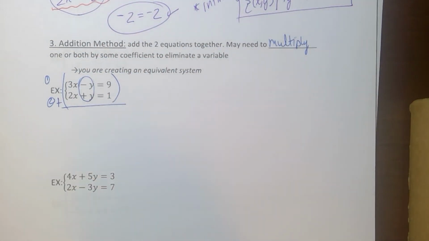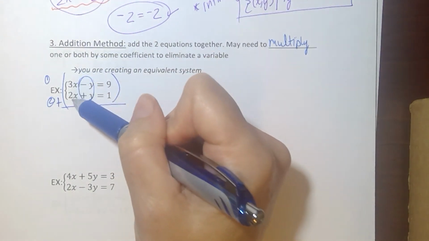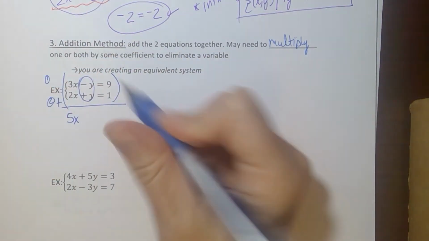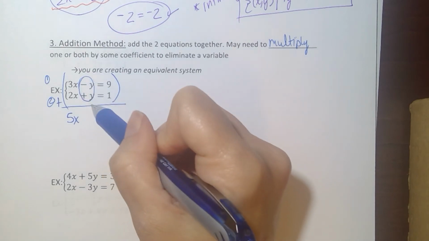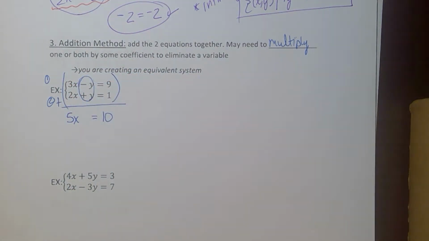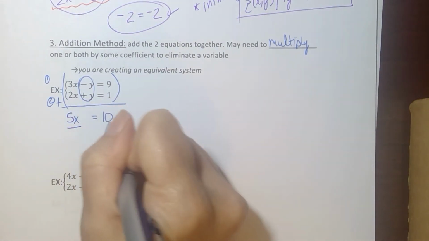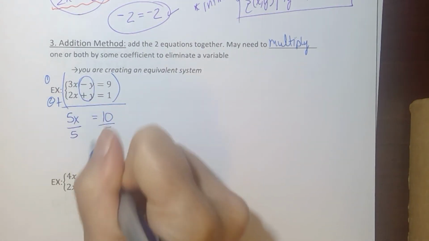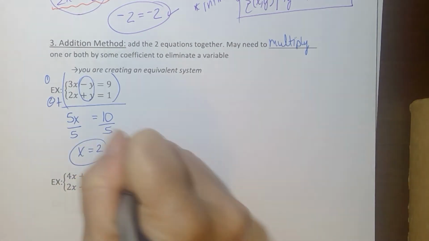When I'm adding, I always have to add like terms. 3x and 2x is 5x. That negative y and positive y adds to 0, and that's equal to 10. Finish solving for x by dividing out that coefficient, and I get x is equal to 2.